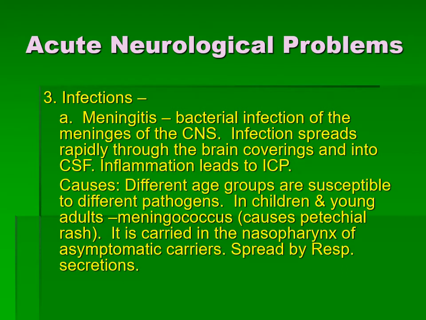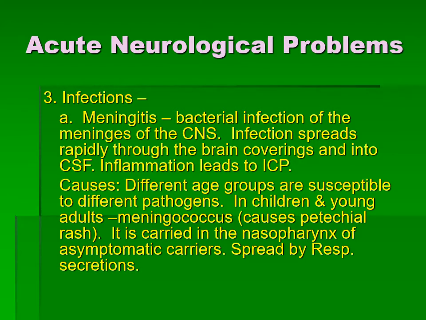Infections. Meningitis. Meningitis is a bacterial infection of the meninges of the central nervous system. An infection will spread rapidly through the brain coverings and into the cerebral spinal fluid, and this inflammation leads to increased intracranial pressure.